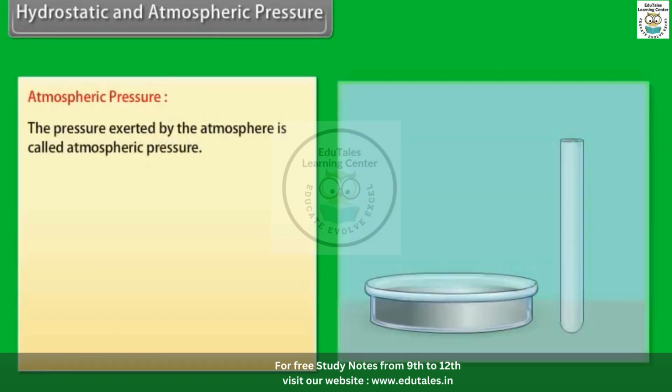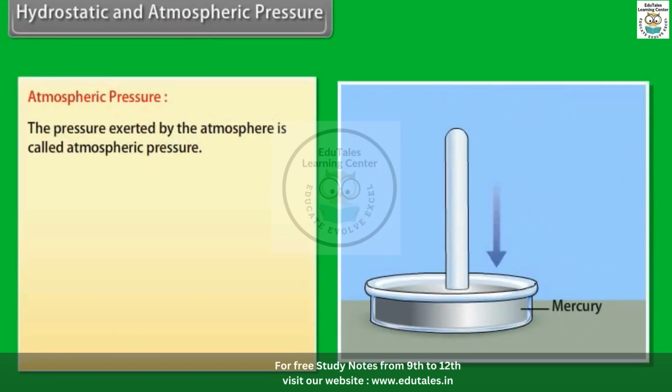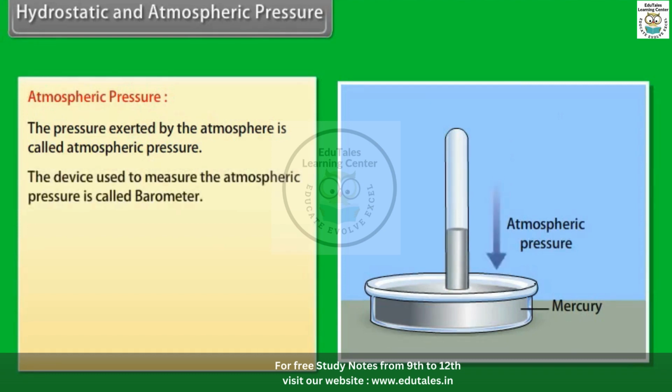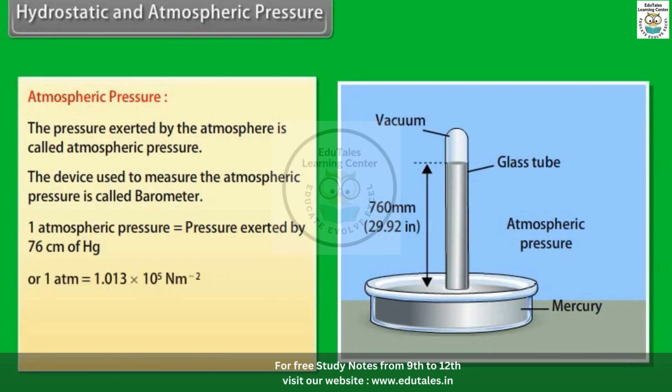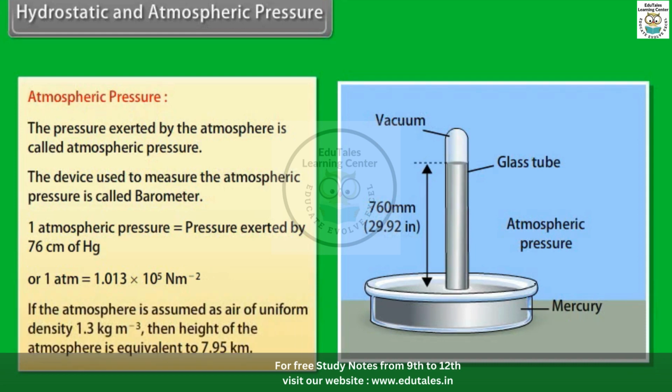Atmospheric pressure. The pressure exerted by the atmosphere is called atmospheric pressure. The device used to measure atmospheric pressure is called a barometer. 1 atmospheric pressure is equal to the pressure exerted by 76 centimeters of mercury, or 1 atm is equal to 1.013 × 10^5 newton per square meter. If the atmosphere is assumed to be air of uniform density 1.3 kilogram per cubic meter, then the height of the atmosphere is equivalent to 7.95 kilometers.